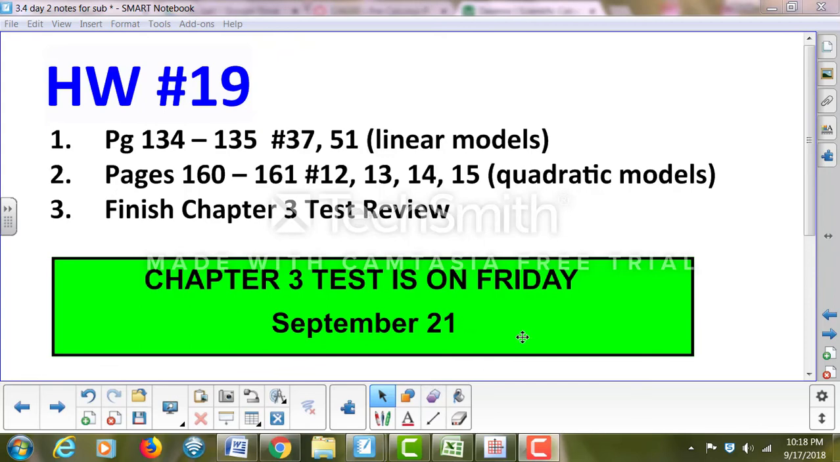You can sign up for flex time for Wednesday and or Thursday. And block day will also have some time to answer some questions before your test. Get to work and good luck.